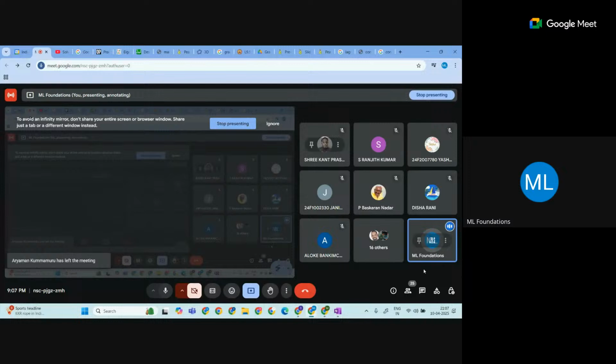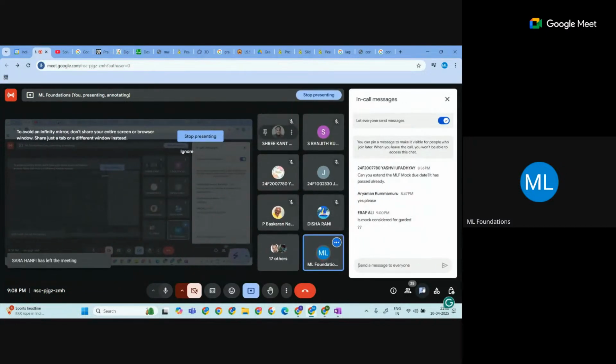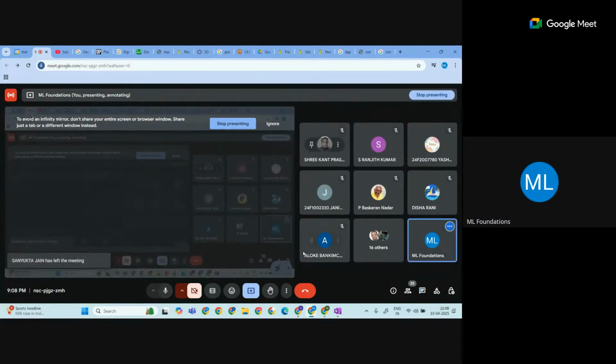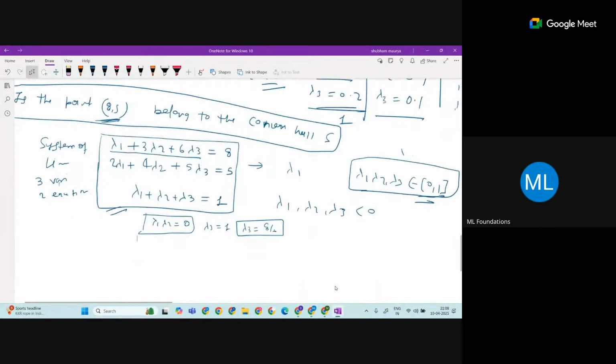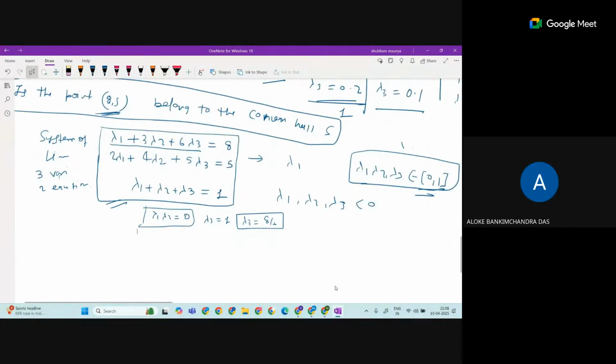I don't think the mock is going to be considered accredited. Another question: the mock answers are wrong. Some questions in the mock, the answers which are given, are wrong. Some questions, I think, have typo mistakes. The answer is not a typo. Even the answer given, instead of being right, it is showing wrong.